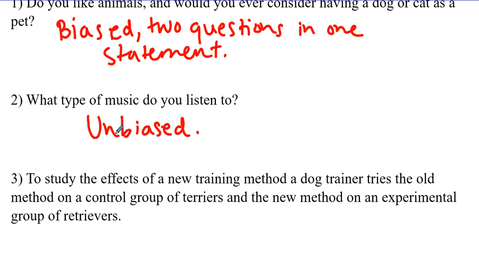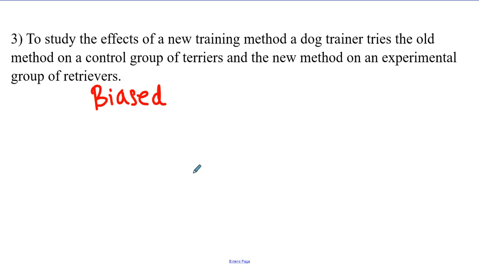Last one, to study the effects of a new training method, a dog trainer tries the old method on a control group of terriers and the new method on an experimental group of retrievers. This is biased for an experiment because the two groups are inherently different. You would need a mix. You would need one of the groups to have a mix of terriers and retrievers and the other group to also have a mix of terriers and retrievers, because right now you're really testing two things. You're testing the new training method and terriers and retrievers. Maybe the new training method had no effect, but terriers or retrievers just tend to learn quicker than the others.